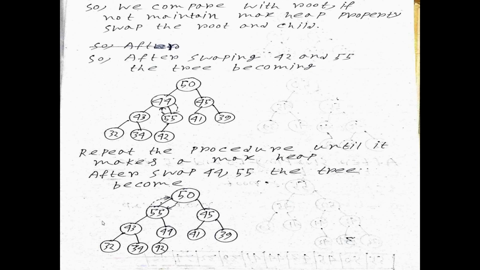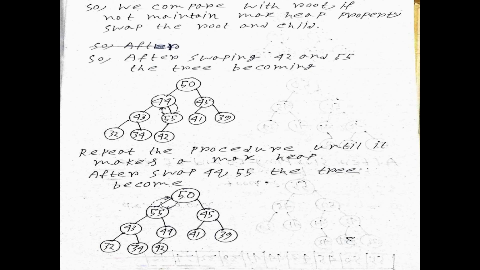Now again we check, again we repeat the procedure. We check whether this tree is a max heap or not. We check: 55 is larger than 50? No, it is not a max heap. Why? Because the root is smaller than the child. It is not a max heap.